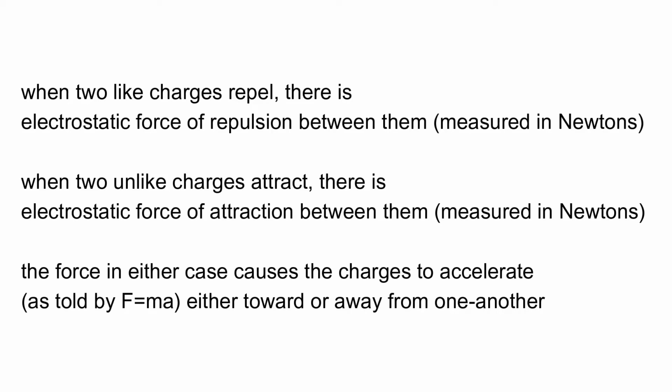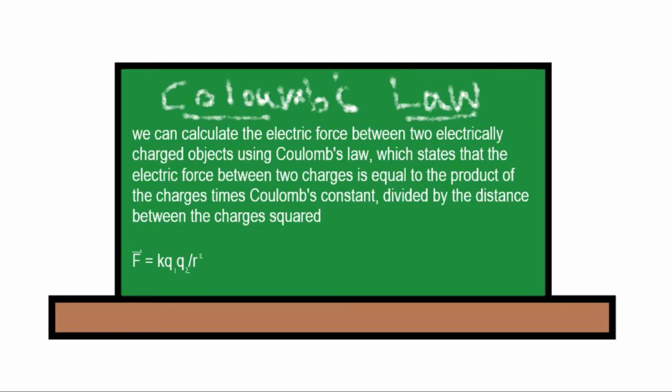And just like how we learned to calculate the attractive gravitational force between two objects using Newton's law of gravity, we can calculate the exact attractive or repulsive electric force between two objects using Coulomb's law of electricity. The law tells us that the magnitude of the electric force between two charges increases with the amount of charge and decreases with the distance between the charges. Or mathematically speaking, F equals k Q1 Q2 divided by r squared.